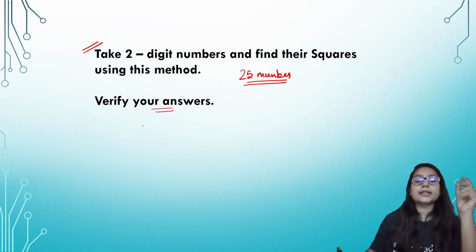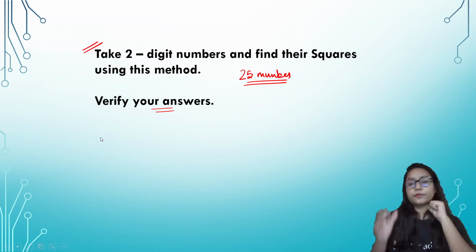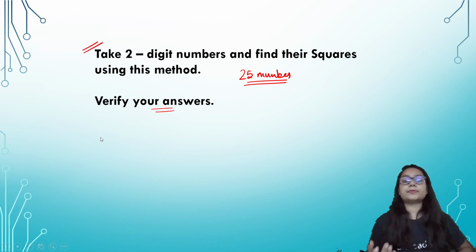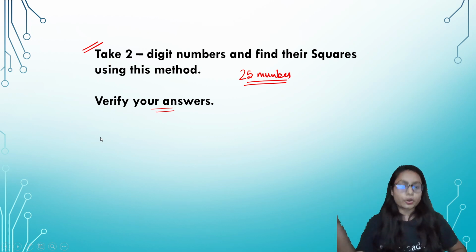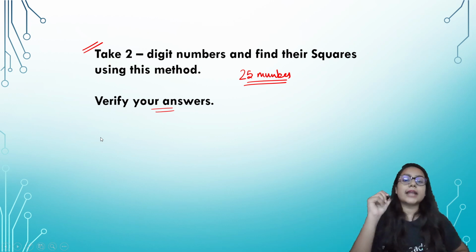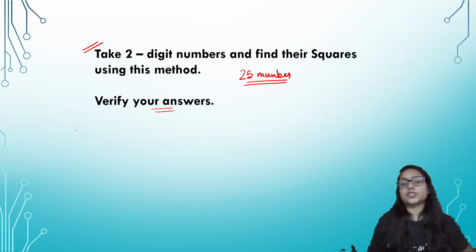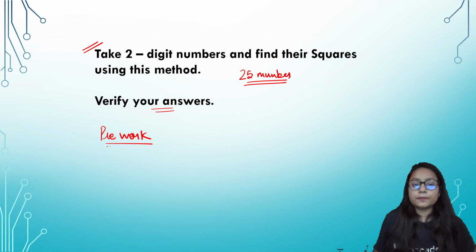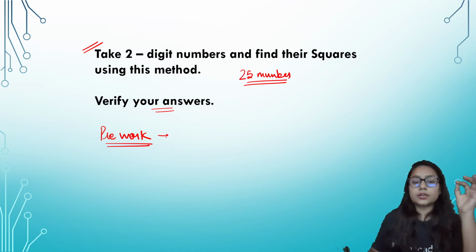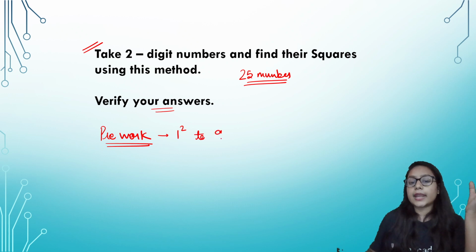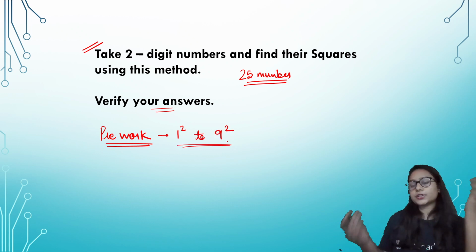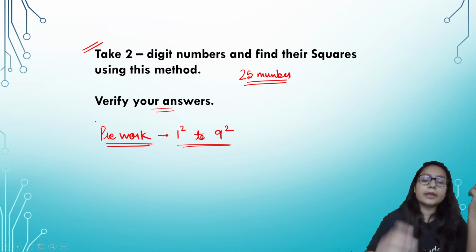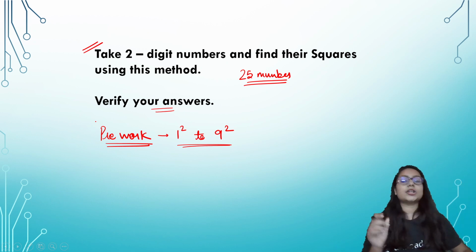All right. Now, what is the prerequisite for solving problems using this method? You just need to know the square of digits. So before you start solving this, please note that you know all the squares from 1 to 9. I am sure that you guys know about it. And if you know this, you will be able to calculate the squares in just 30 seconds.